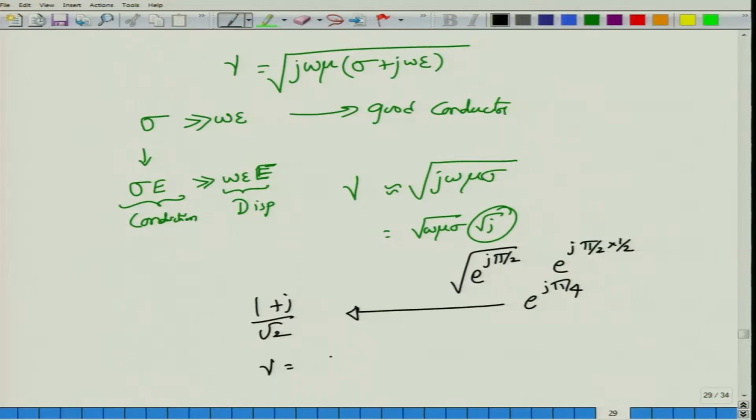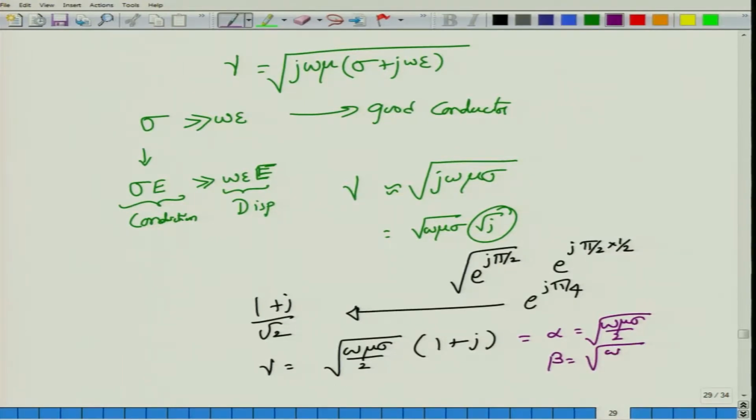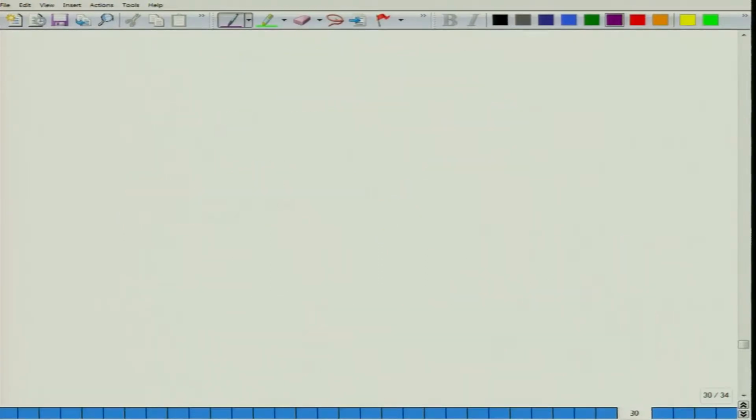So, gamma will then be equal to the square root of omega mu sigma by 2 times (1 plus j), indicating that this has alpha equal to the square root of omega mu sigma by 2, and beta also equal to the square root of omega mu sigma by 2. Okay. So, both alpha and beta are equal. What will happen to the electric field then?